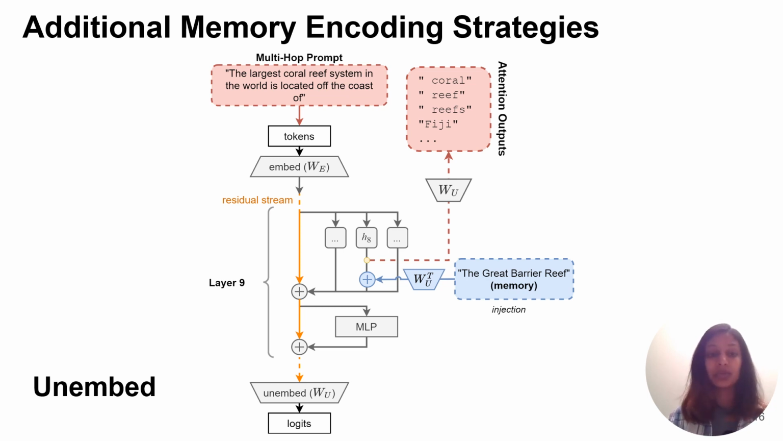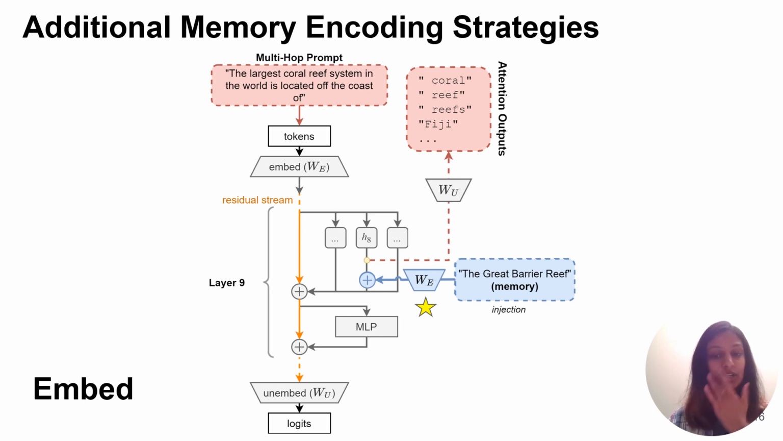We're now going to propose our second memory encoding strategy, which we call embed, short for embedding. The reason we call it this is all we do is we switch out the transpose in the model's unembedding matrix to use the embedding matrix instead. The reason we don't need to do the transpose here is because the job of the embedding matrix is to map between the model's vocabulary space and the hidden dimension already.